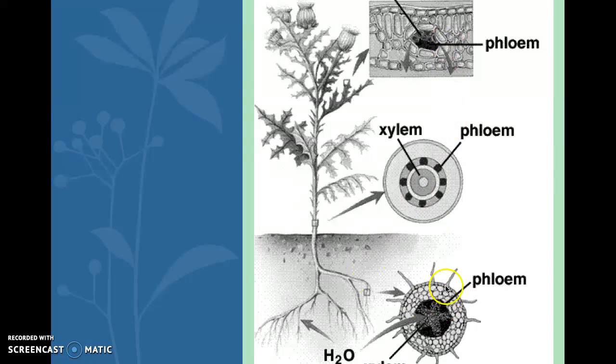So this is a picture showing the different ways it moves depending on where it's located and where you're grabbing a section from. The xylem is in the middle, phloem's around it; xylem's in the middle, phloem's around it; xylem's on top, phloem's below. Again, you should always be able to identify the xylem because it's very hollow tubes.